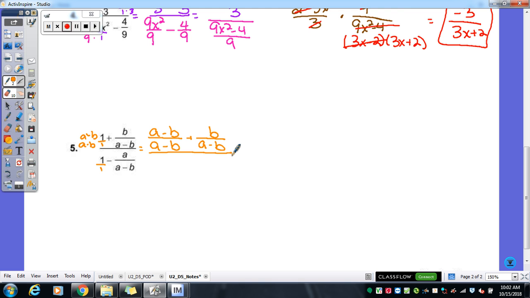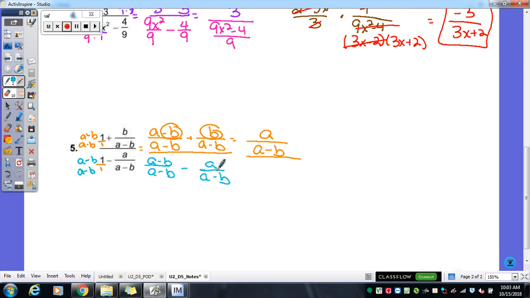So looking in the numerator, what ends up happening with our b's? You got a negative b and a positive b. They're going to cancel each other out. So we get a over a minus b for our numerator. For our denominator, again, a minus b is going to be our common denominator. So we got to multiply that first fraction times a minus b, both on top and the bottom. Second fraction stays the way it is. It's going to be a over a minus b.